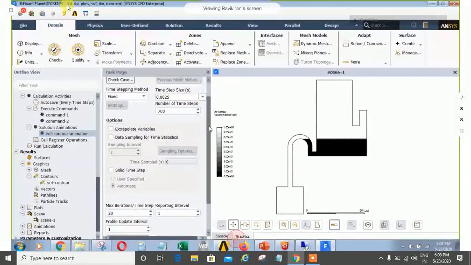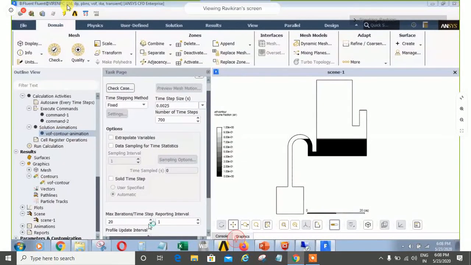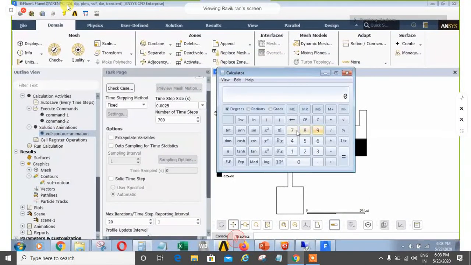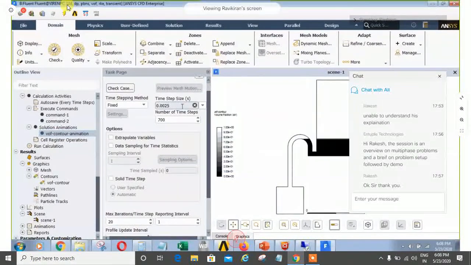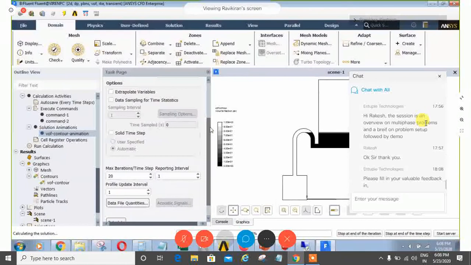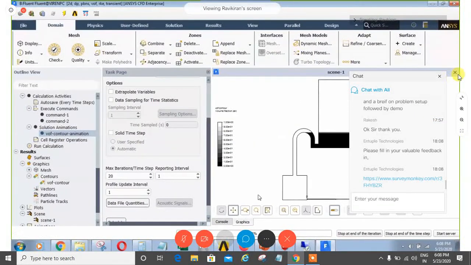So here we are opting for almost 700 time steps. In case of 700 time steps, this will be the transient run. So the total run here will be for 1.75 seconds. And remember, we have opted for the change of the inlet boundary conditions after 100 time steps. So we'll just observe in that time.